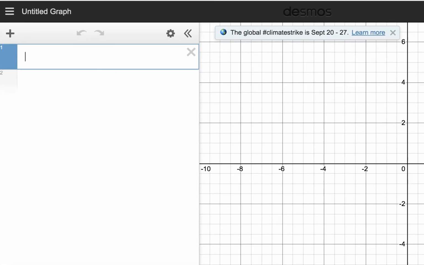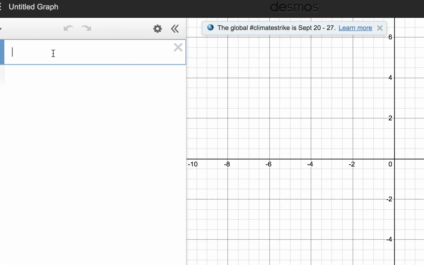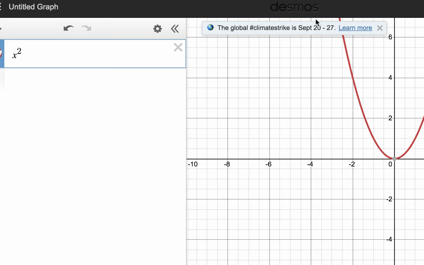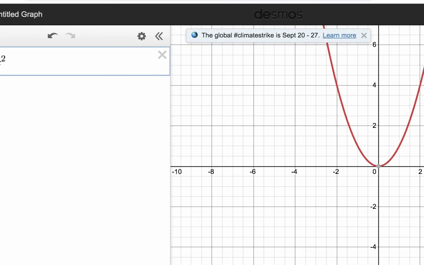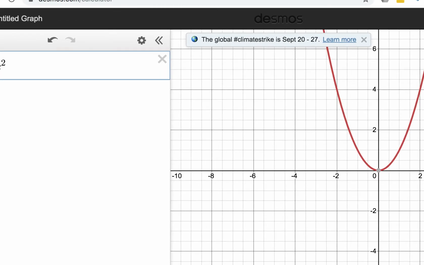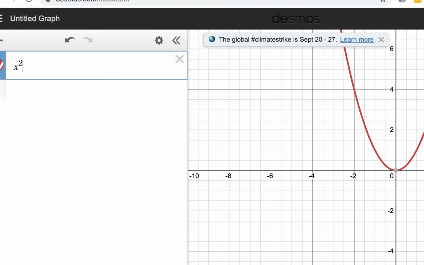So desmos.com, and then go to the graphing calculator. We're going to just look at a basic parabola. So just x squared. And that's what it looks like. Now, if you add 3 to that, just see what it does. So it's at 0, and then it jumps up to 3.